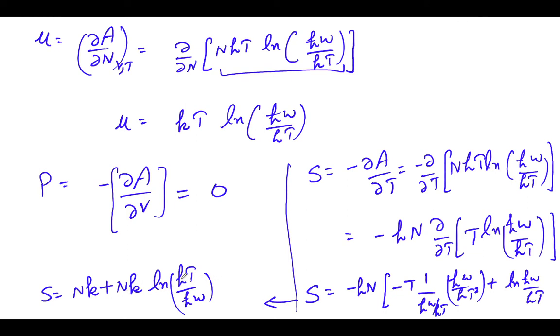So you can keep n as common, so the value of S you can also write as nk(1 plus log of kT over h bar omega). So similarly, you can also find the other values, like the internal energy, and from that you can find the values of Cp and Cv.